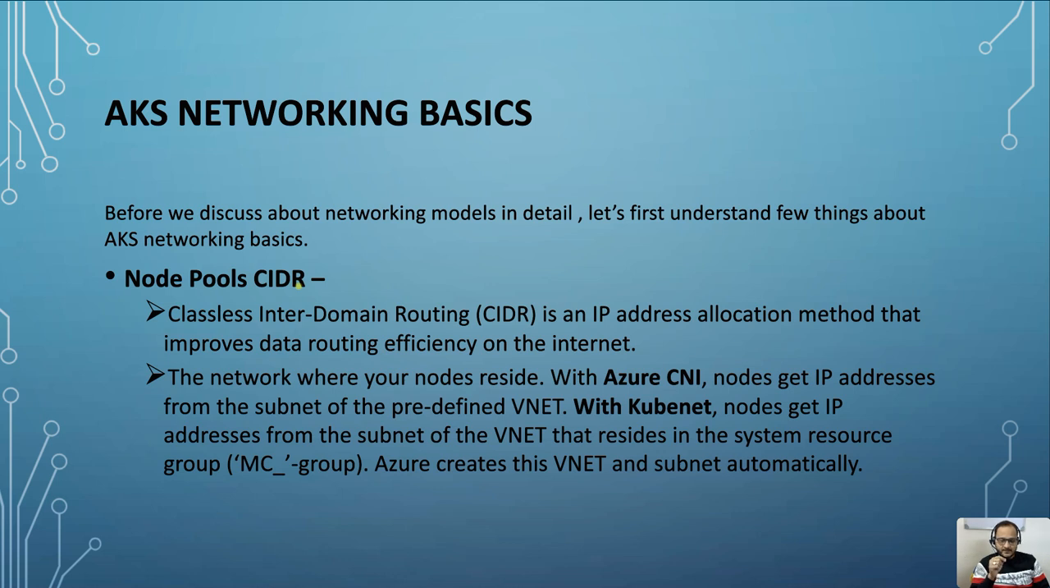Suppose for example we have a series called 192.168.0.0/24. The /24 is called the CIDR notation. With the help of this CIDR notation, we can easily identify the number of IP addresses which we are going to reserve for our AKS cluster.